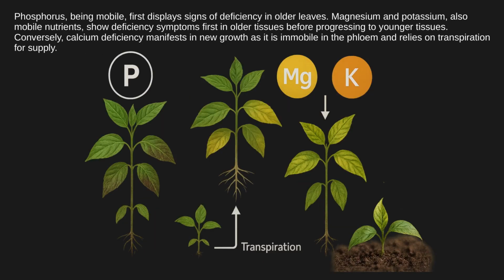Phosphorus, being mobile, first displays signs of deficiency in older leaves. Magnesium and potassium, also mobile nutrients, show deficiency symptoms first in older tissues before progressing to younger tissues. Conversely, calcium deficiency manifests in new growth as it is immobile in the phloem and relies on transpiration for supply.